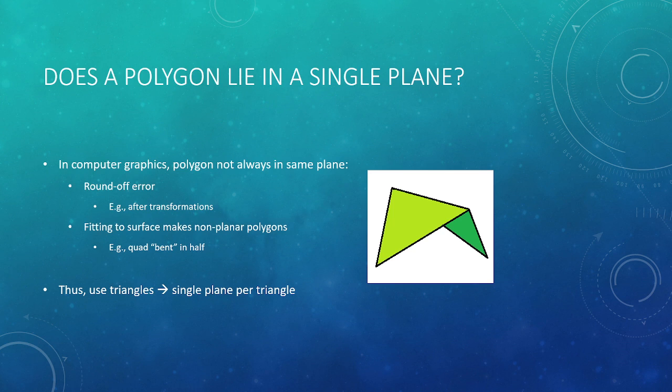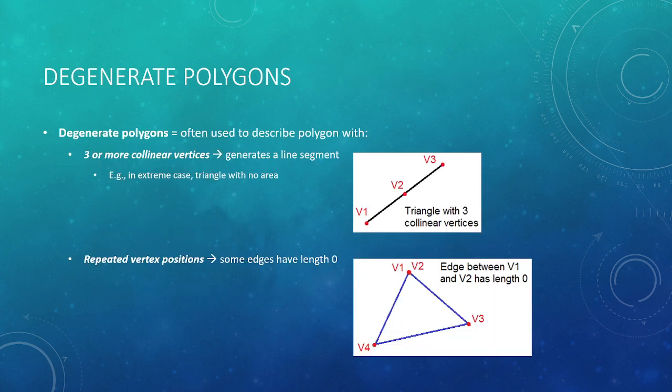In computer graphics, a polygon is not always in the same plane, due to round-off error after transformations. Fitting the surface makes non-planar polygons. There is a quadratic half of the surface. Then we use triangles, a single plane per triangle.